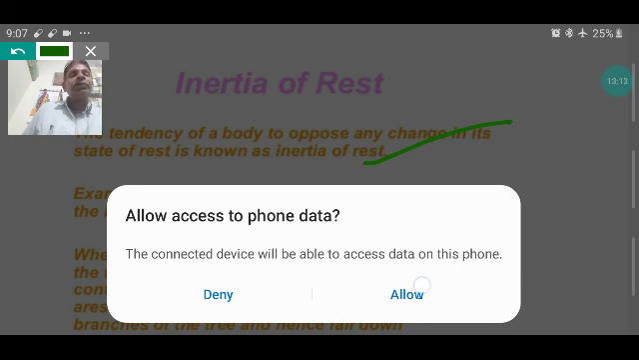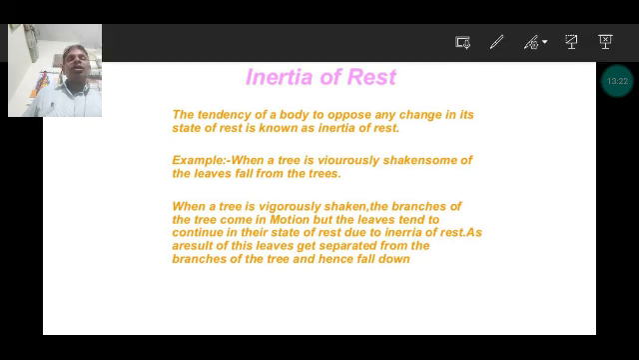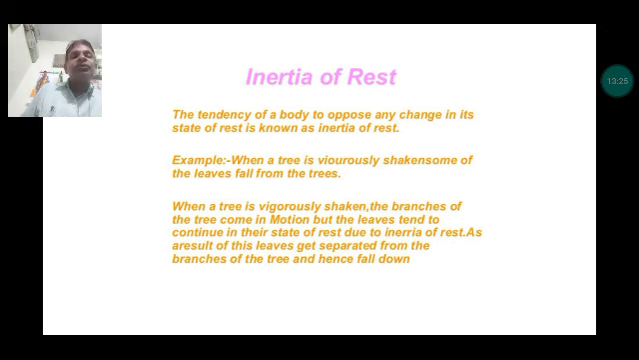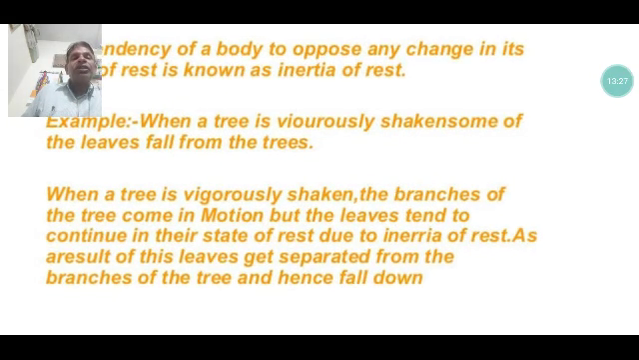Now, again, we will discuss this. When a tree is vigorously shaken, the branches of the tree come in motion, but the leaves tend to continue in their state of rest due to the inertia of rest. As a result, leaves get separated from the branches and hence fall down. That is due to inertia of rest.